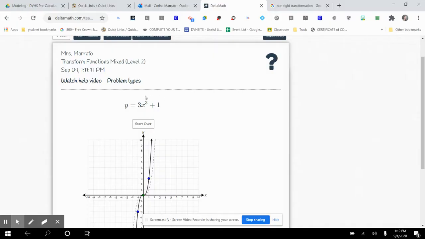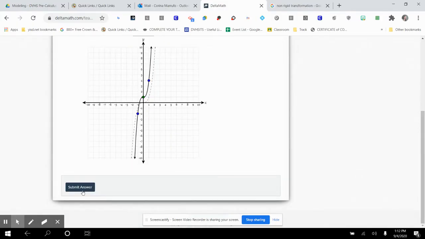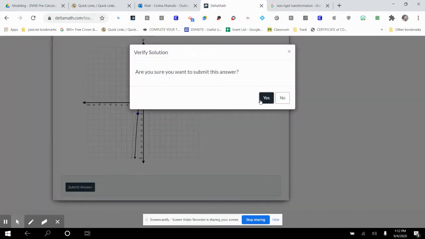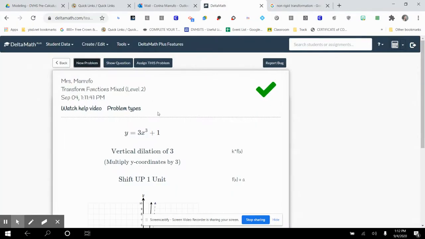Now I have this plus 1. Now this plus 1 means that it is shifted up 1. So I'm going to take my little green dot and we're going to shift it up 1. And that's how you shift it. And we submit our answer. Are you sure? Yes, I'm sure.